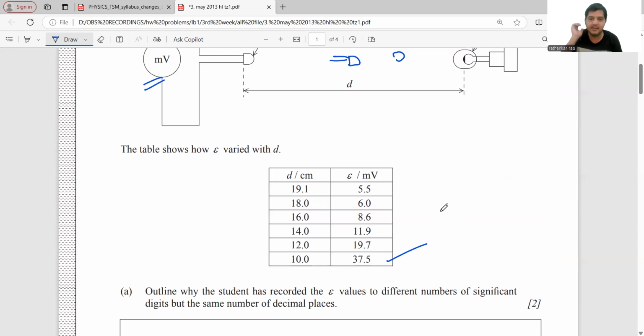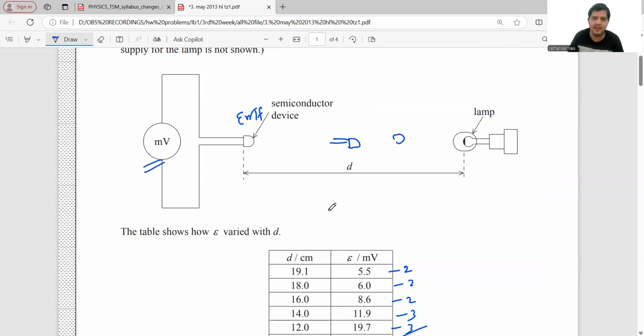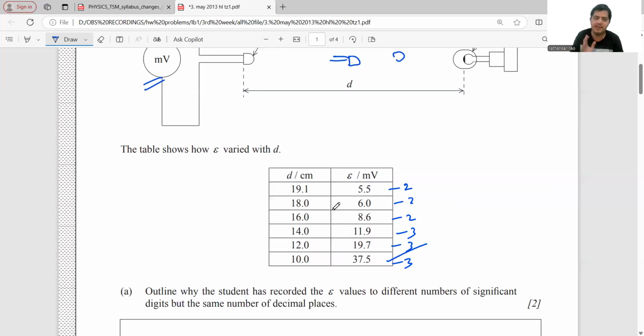Wow, good. Okay. So outline why the student has recorded EMF values to different numbers of significant digits but the same number of decimal places. Now, what is the number of significant digits here? See, there are 2 here, 2 here, 2 here, 3 here, 3 here, and 3 here. Though he's using the same equipment, everything is the same, why should he use different significant digits? Simple answer is that maybe the meter that I have kept here has a capacity of 1 decimal point. That could be one of the reasons.